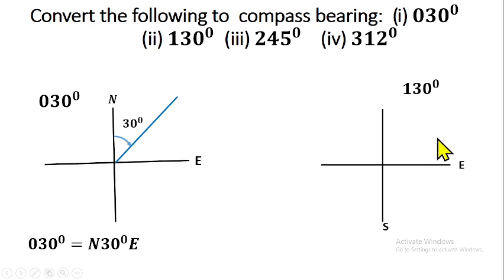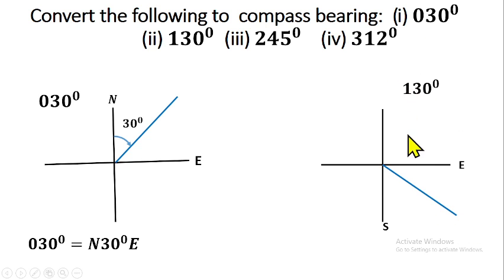Where will it fall? Where would the line fall? Will it fall here, here, or here? Since it is 3-digit bearing, it's going to fall here, because from here to here is 90, and from here to here is 180. So 130 will fall between 90 and 180. So I'm going to draw a straight line here.